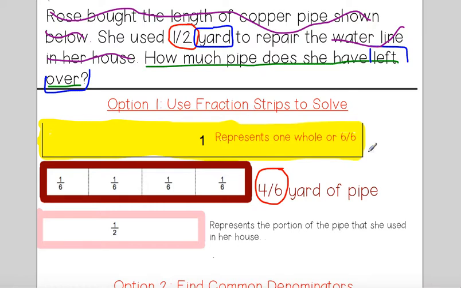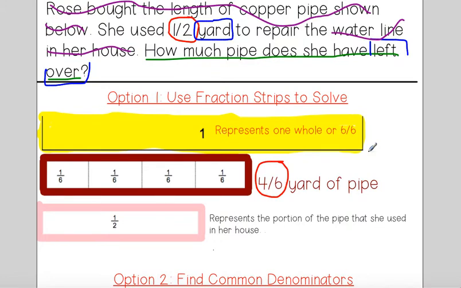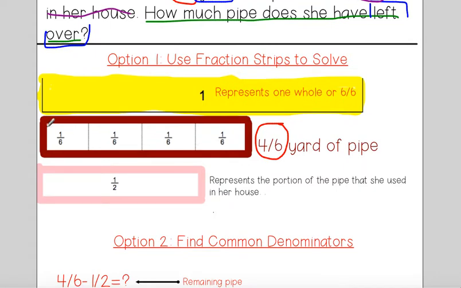So I'm going to show you with fraction strips first. If this confuses you, by all means, you do not need to use this. So if you're using fraction strips, I would pull out a fraction strip that represents one whole. So that's this yellow piece here. So all it's showing me is that 6 1/6 pieces would fill out this whole strip, okay? This fraction strip right here represents 4/6 of the pipe, which is what she bought. So you can see there's 1/6, 2/6, 3/6, and 4/6 right here, and that represents what she purchased.